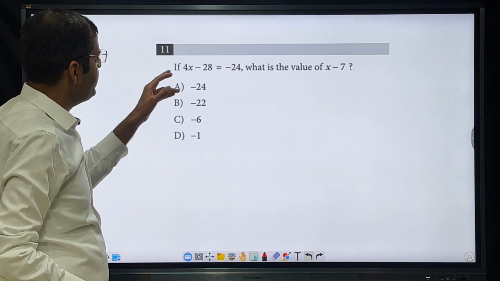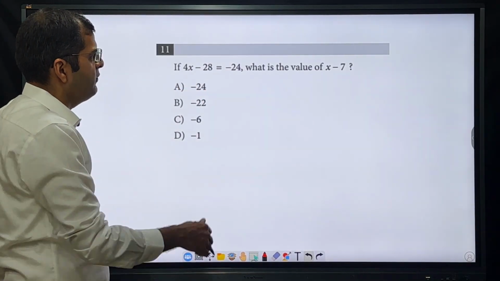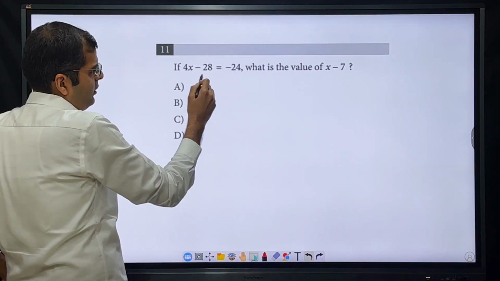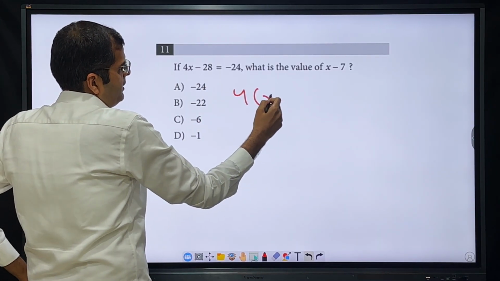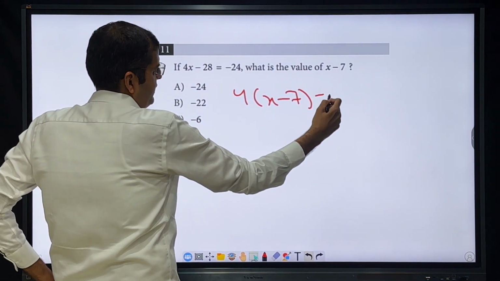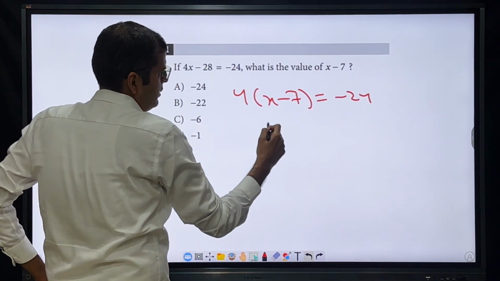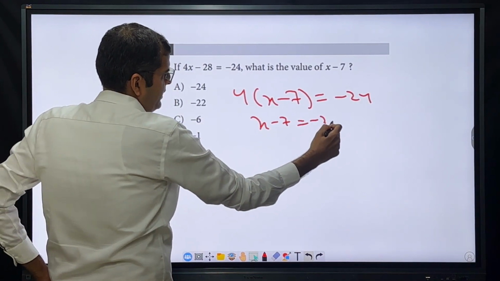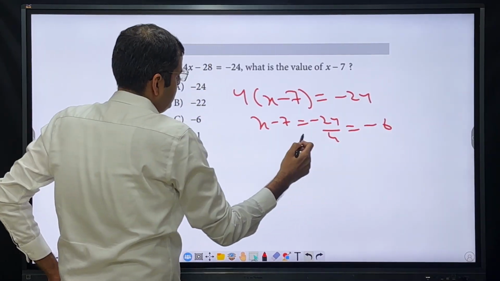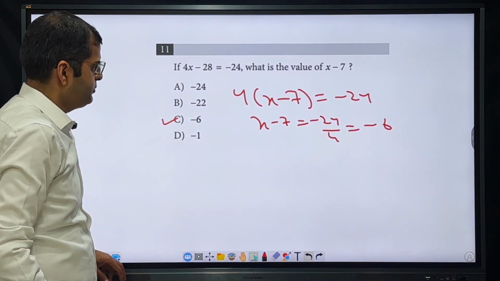Now it says if 4 times x minus 28 is minus 24, what is the value of x minus 7? So from here I can take 4 common. It becomes 4 times x minus 7 equal to minus 24. And then x minus 7 equal to minus 24 by 4, which is minus 6. So x minus 7 is minus 6. Answer option C is correct here.